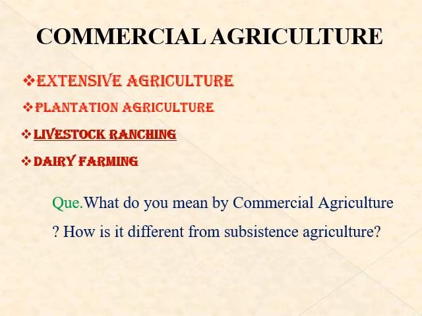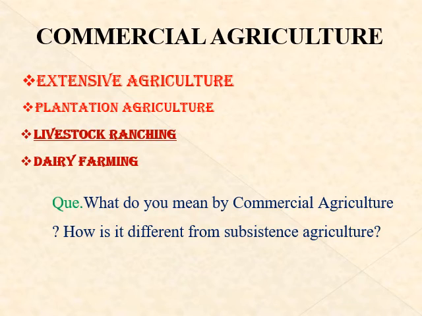Students, on the basis of that, one question is given here. What do you mean by commercial agriculture and how is it different from subsistence agriculture? Students, how is commercial agriculture different from subsistence agriculture? Listen, students, I am telling you some points with respect to which it is different from subsistence. First, the purpose. Yes students, the purpose of commercial farming is different as compared to subsistence agriculture.